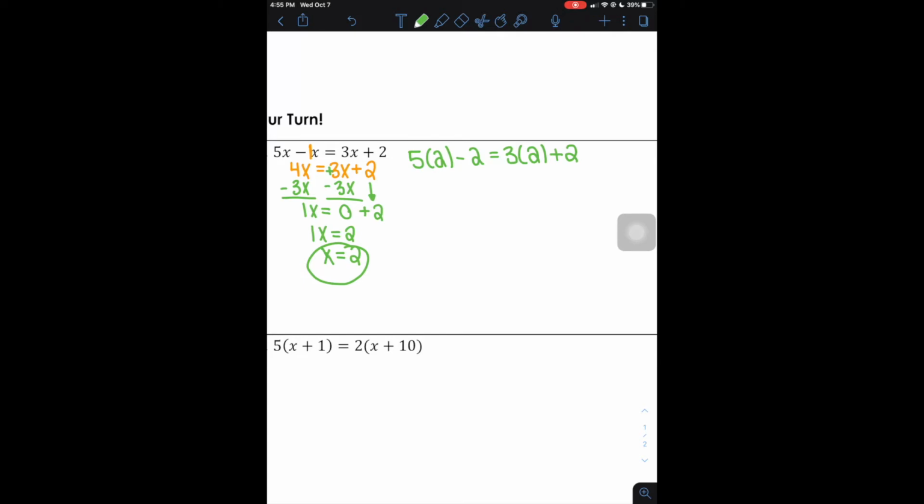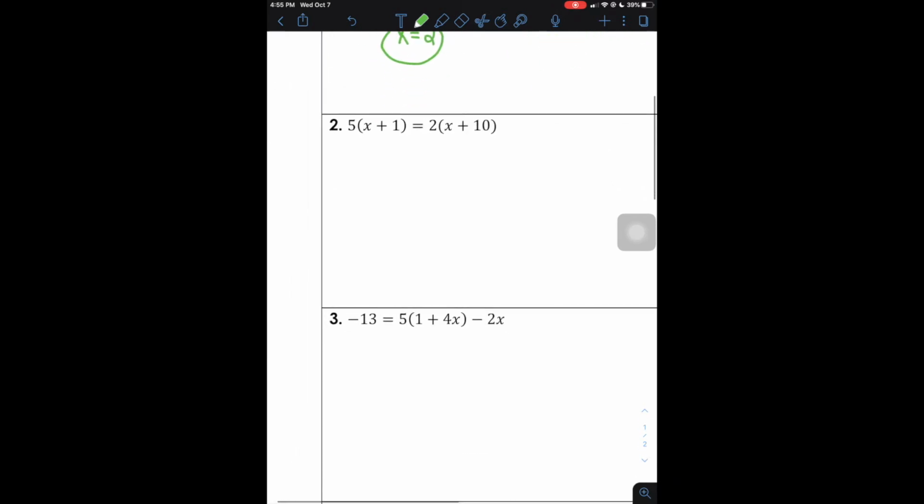So on this side, I have 10 because that's 5 times 2 minus 2 is equal to 6 plus 2. My left hand side, I know 10 minus 2 is 8. Right hand side, I know 6 plus 2 is 8. So yes, that checks out.